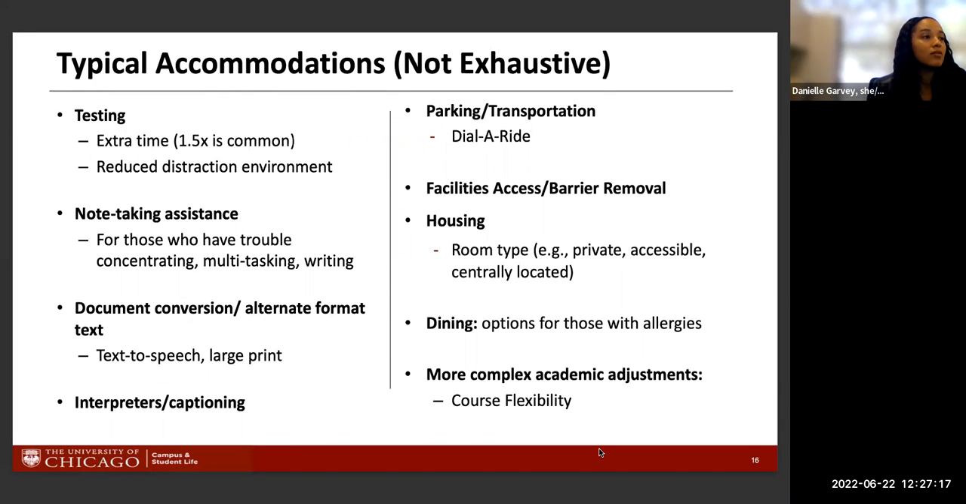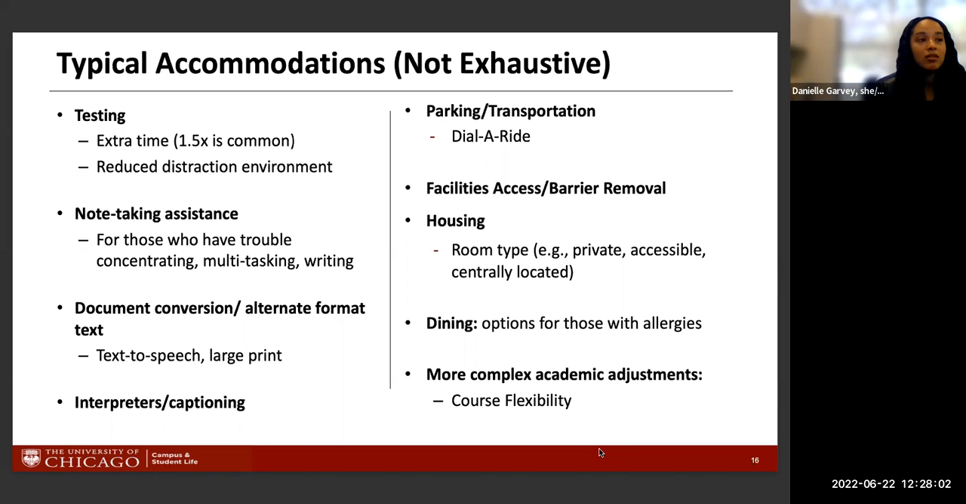These are a list of some of the more commonly requested accommodations, but again, there is no finite list because the human experience is sort of endless. So most commonly, students may request testing accommodations, which may include extended time and reduced distraction testing environment. Note-taking assistance for students who may require accommodations while they're taking notes in class. Document conversion or alternative formats of text for items that may require text-to-speech or large print. Interpreters and captioning, parking and transportation. There is a service called Dial Ride, most commonly used for students who may have an injury. Facilities access and barrier removal.